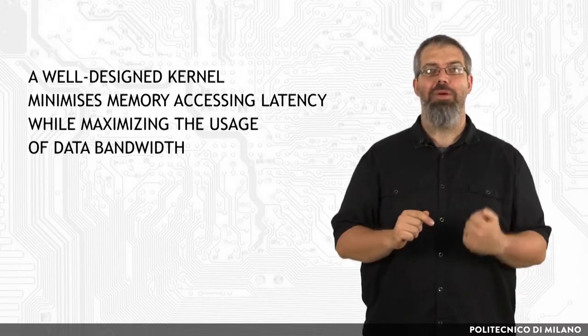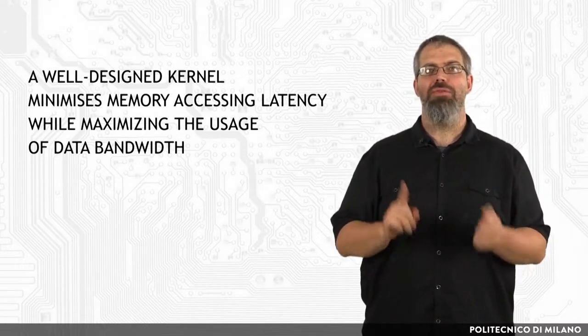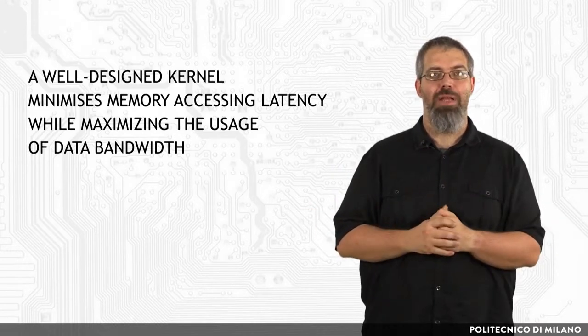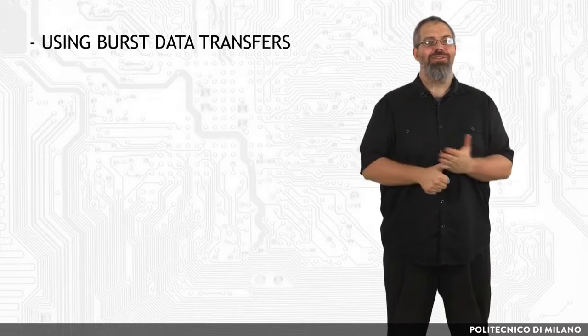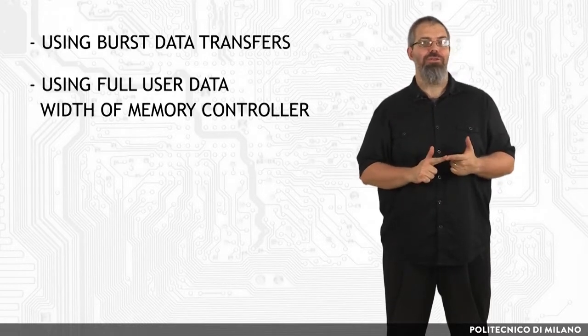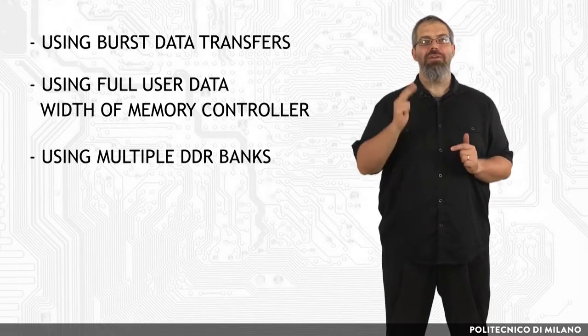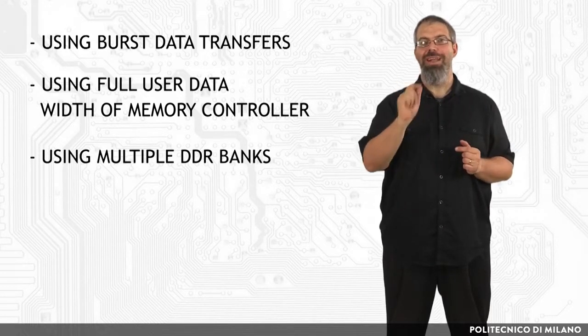Finally, efficient data movement between the kernel running on the underlying FPGA device and the external global memory is critical to the performance of accelerated applications. Having the best implementation ever from a computational perspective running on the FPGA without being able to efficiently read and write data from external DDR RAM, as an example, is going to end up in a useless design. A well-designed kernel minimizes memory access latency while maximizing the usage of the available data bandwidth provided by the acceleration platform. That's why using burst data transfer, using full user data width of the memory controller, and using multiple DDR banks are considered key optimizations and deserve a specific class to be presented.